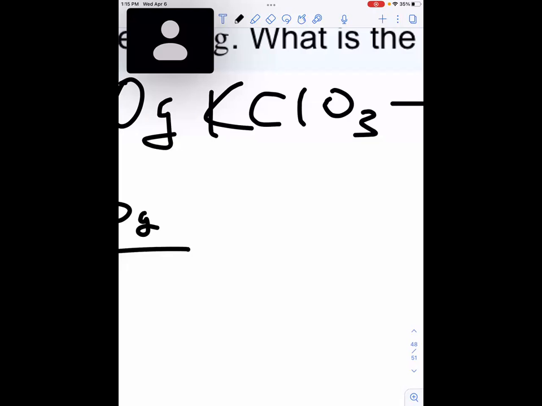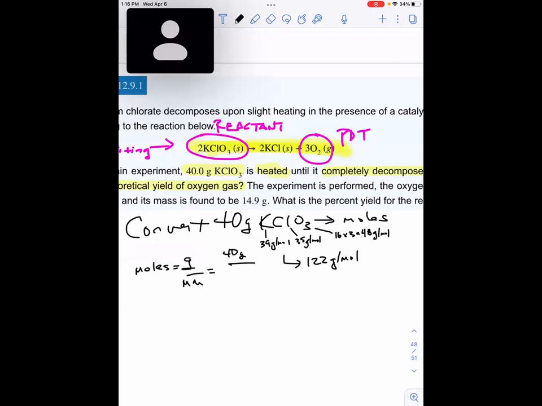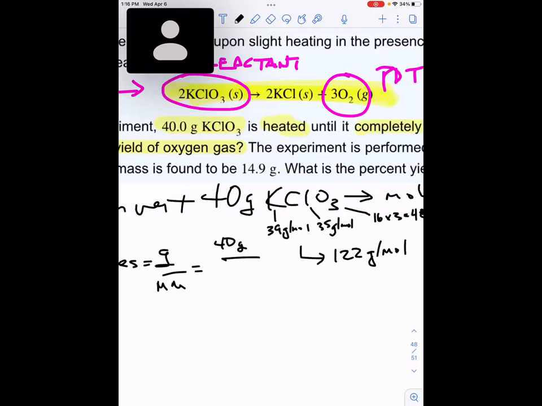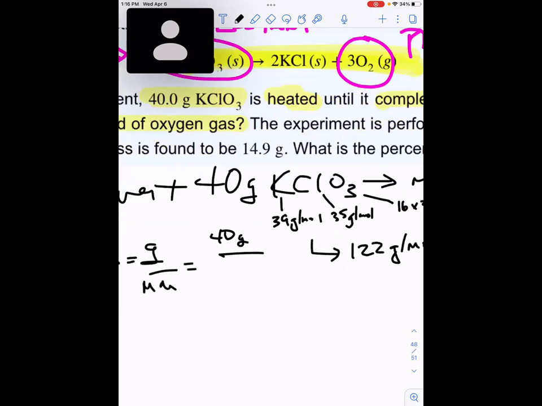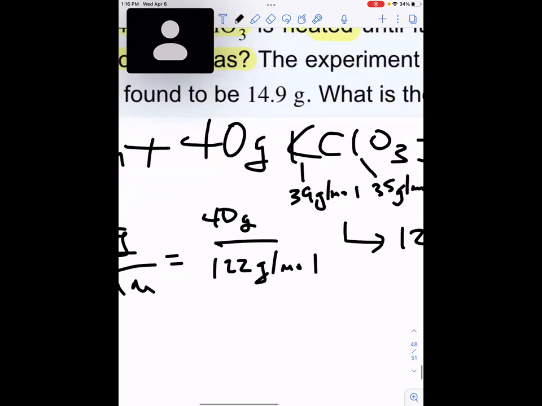That's the molecular weight of potassium chlorate. What did you get, sir? 122. 39, 35, yeah, that's what I got. All right, we're going to put this number right here: 122 grams per mole. Go ahead and calculate the number of moles.